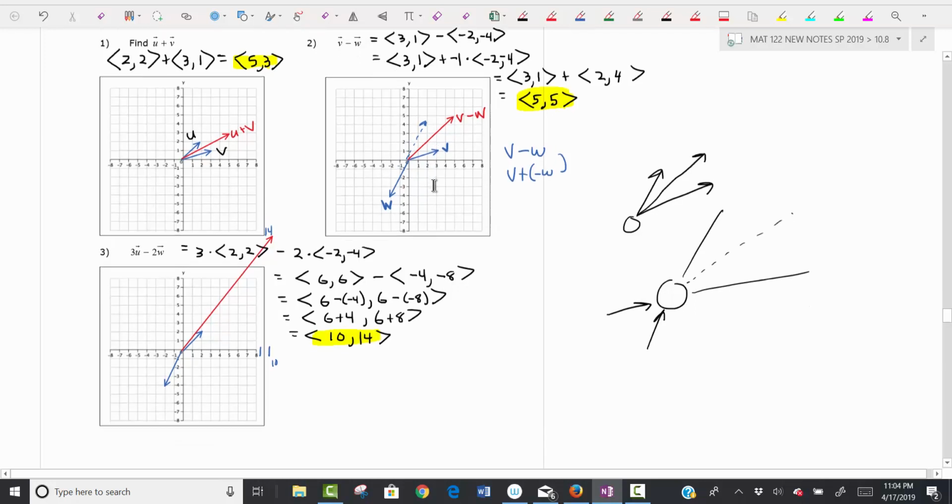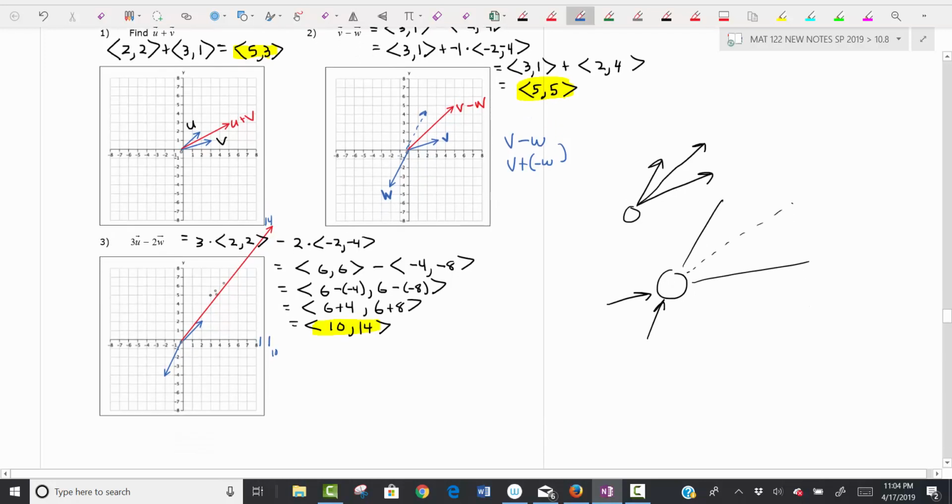The next one's hard to see because it's out of room on the graph. But anyway, you should have got 10, 14. Multiply the first vector 2, 2 by the scalar 3. Multiply the second vector -2, -4 by the scalar 2, and then subtract. So this would be 6, 6.